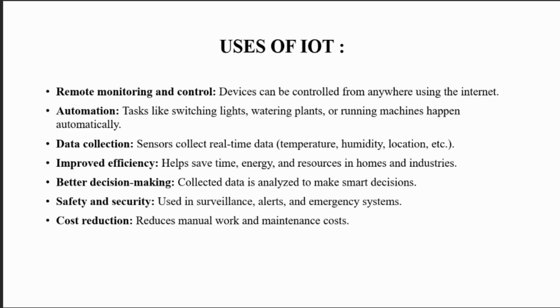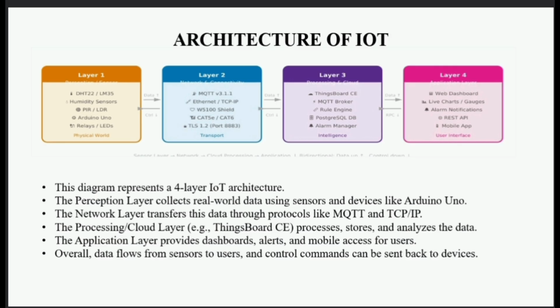Architecture of IoT. Layer 1 consists of DHT22 and LM35 sensors, PIR and LDR sensors, Arduino Uno, relays and LEDs in the physical world. In layer 2, the network and connectivity, mainly MQTT is used for the connection between layer 1 and layer 2 and to layer 3 also. It mainly has an Ethernet shield with WIZnet W5500 for connectivity. And layer 3 is mainly the cloud, which is ThingsBoard, MQTT broker and rule engine.